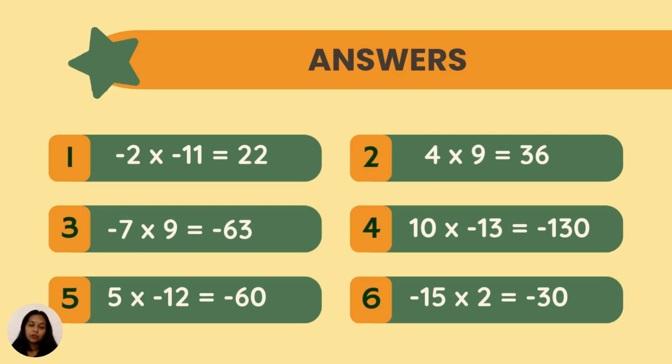Number 2, 4 times 9 gives us 36. Number 3, a negative 7 times a positive 9 is equal to a negative 63. Number 4, a positive 10 times a negative 13 is equal to a negative 130. Number 5, 5 times a negative 12 gives us a negative 60. Number 6, a negative 15 times a positive 2 gives us a negative 30.